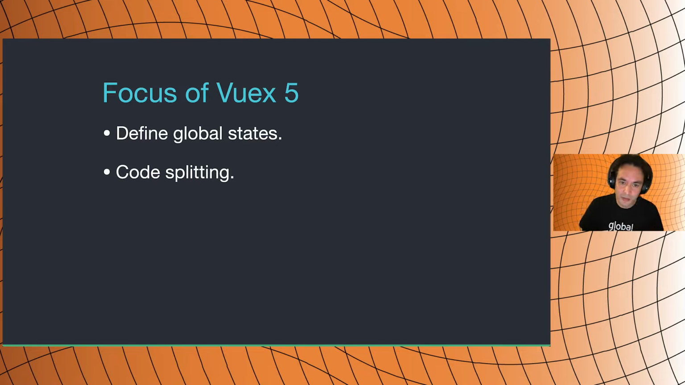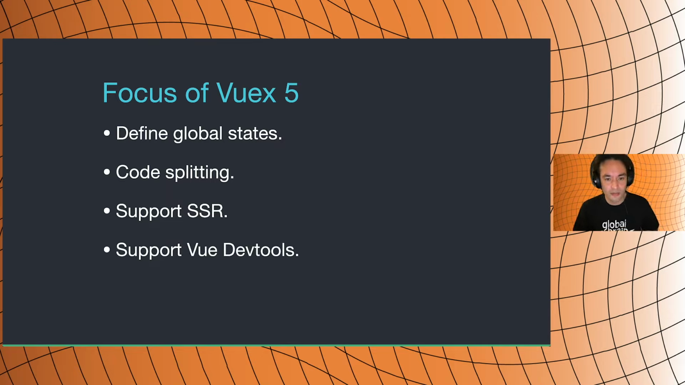In Vuex 3 and Vuex 4, you can do that by using the register module method, but it has to be done manually. And it would be much nicer if we can make this happen automatically. It should also support server-side rendering. It should also support DevTools. And finally, it should be extensible. It should be easy to add new features on top of Vuex.